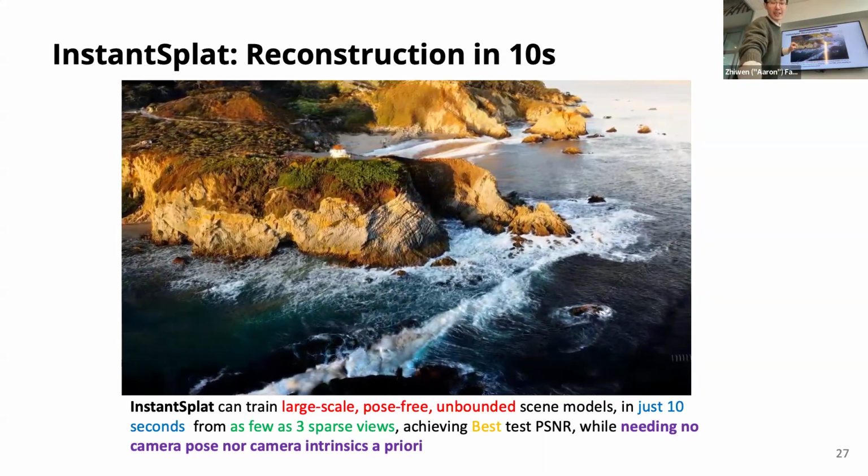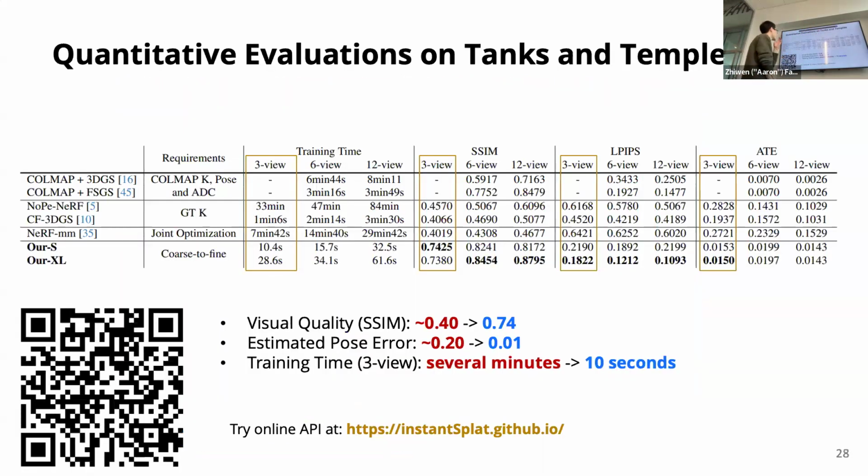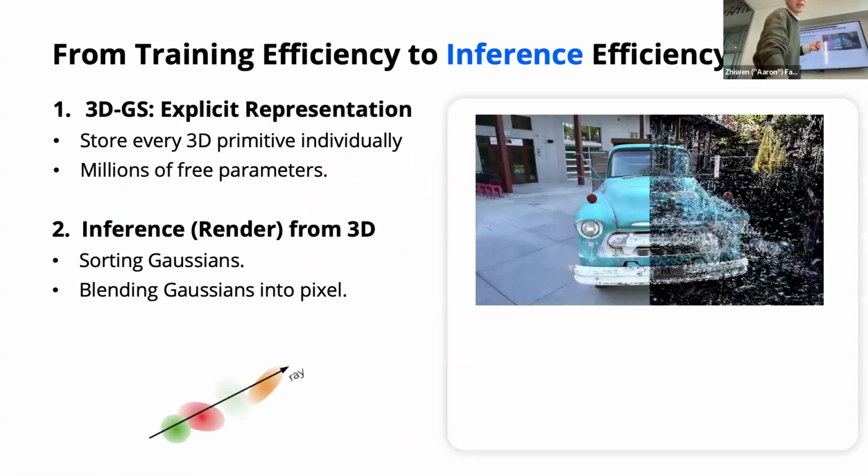Of course, we also have to look at a little bit of metrics, although it's kind of boring. For visual quality, we can clearly see it improved nearly 100%. And the estimated pose error is reduced significantly. And for the training time, we reduce it from several minutes or several hours to just 10 seconds. We can build the 3D representation very quickly. So based on the previous 2 works, we have addressed 2 problems: one is the number of training views, and the other is the training time.